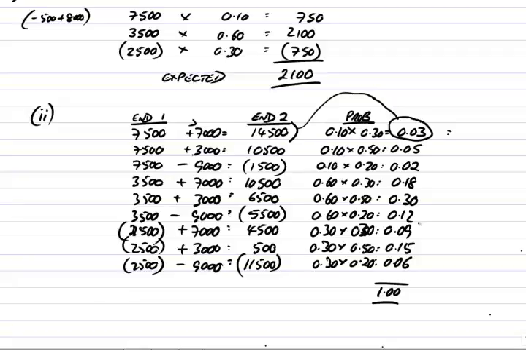add up. So, 14,500 times 0.03 is 435. 10,500 times 0.05. 1,500 negative, remember, times 0.02. 10,500 times 0.18. 6,500 times 0.3. 5,500 times 0.12. 4,500 times 0.09. 500 times 0.15. And finally 11,500 times 0.06.